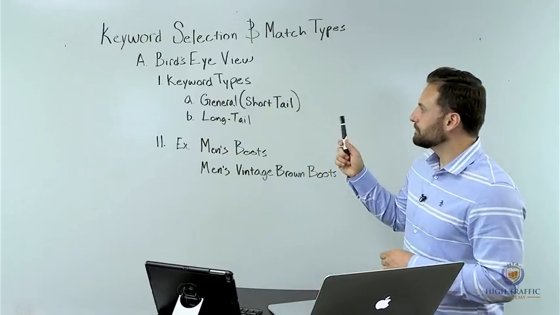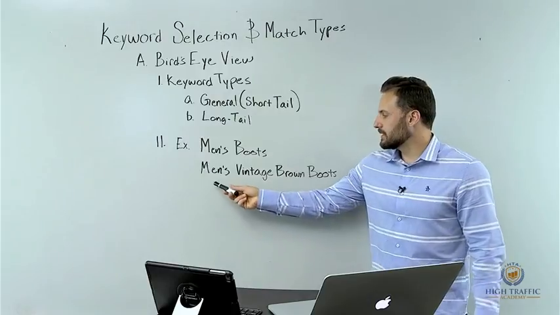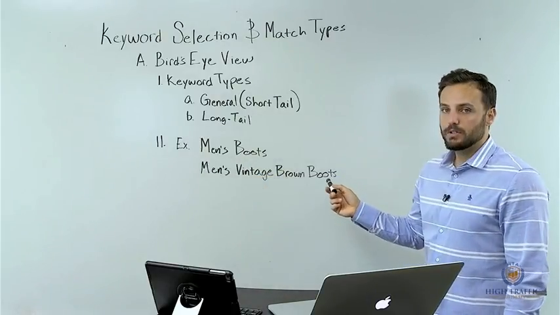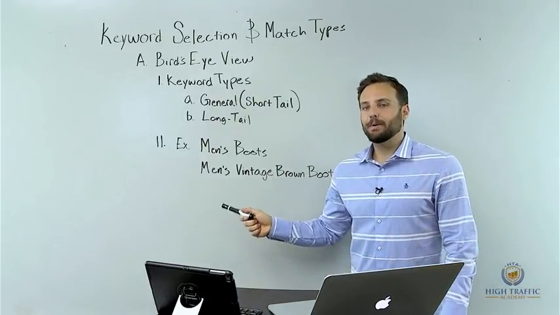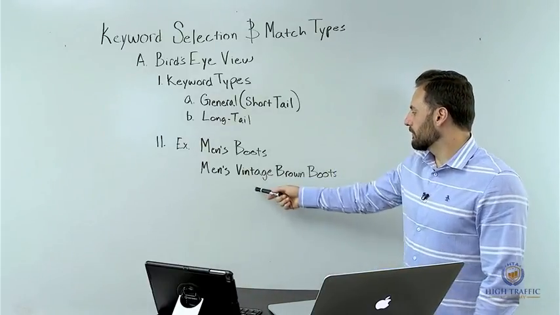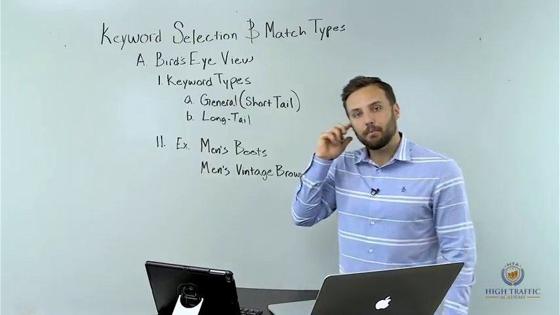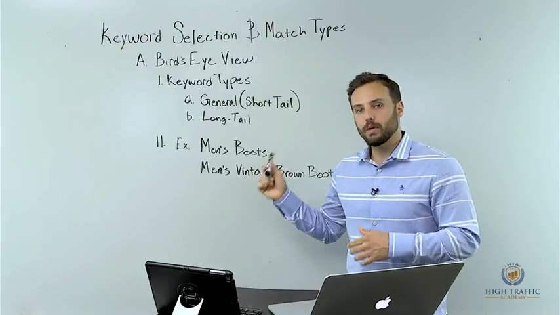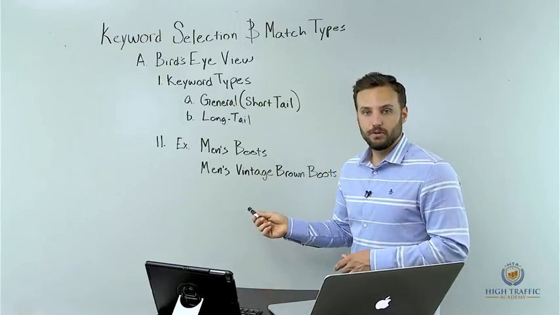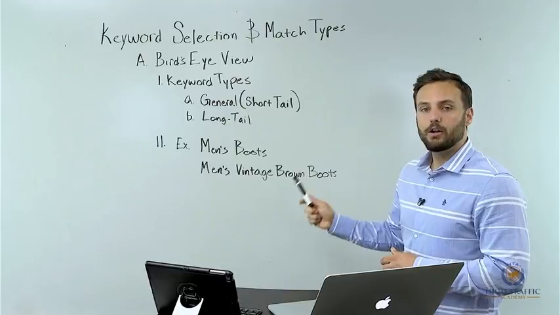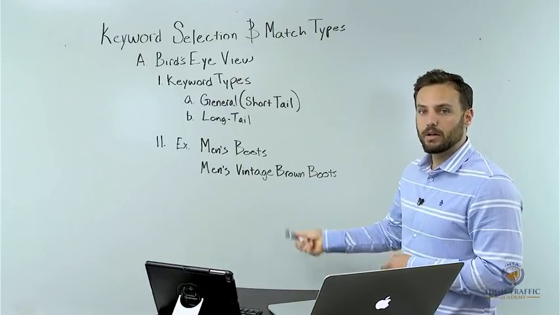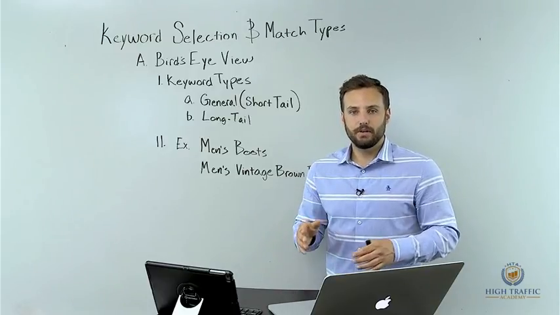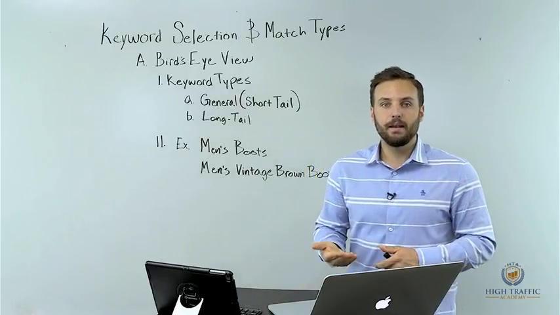An example of a long tail keyword is a variation of this would be men's vintage brown boots. So this user, I know exactly what they're looking for. They're a man and they're looking for vintage brown boots. And if I have that product, I can then write a piece of ad copy to run with this keyword that speaks directly to this user, which increases my click-through rate, or my potential for that user to click on my ad.